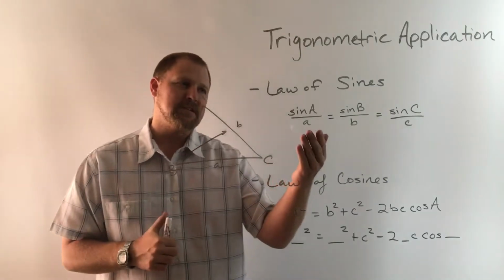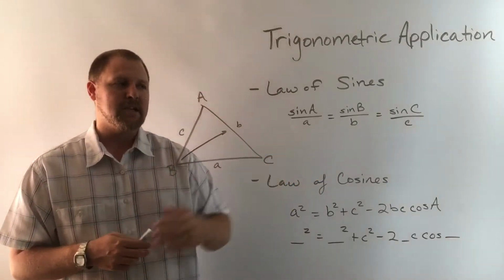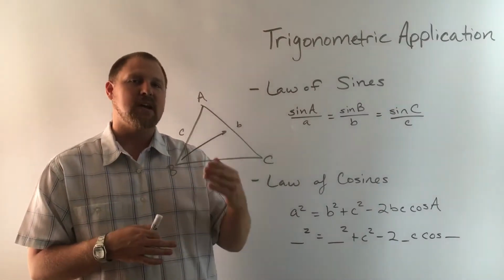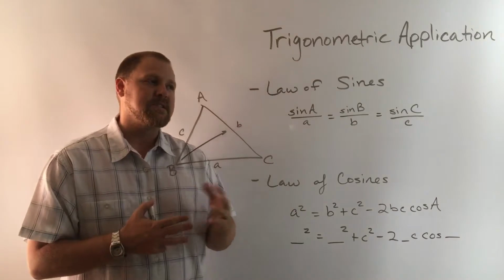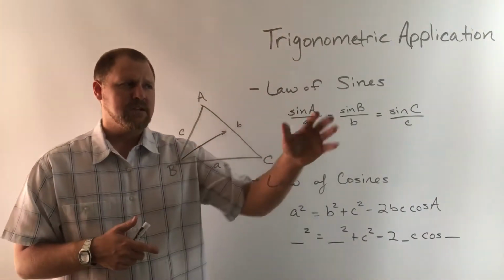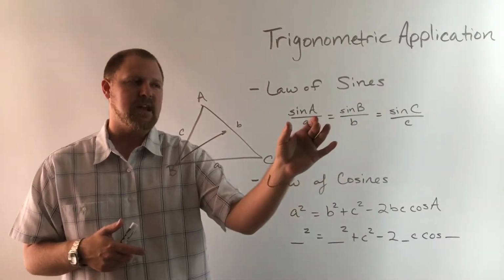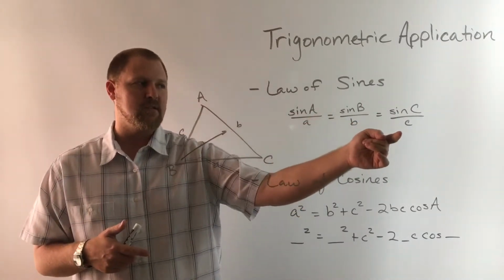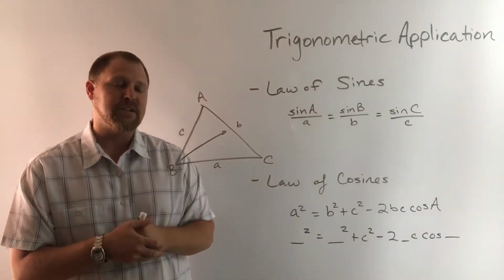And then we have the law of sines formula. We have sine of angle A divided by side a is equal to sine of angle B divided by side b is equal to sine of angle C divided by side c. This tells us the transitive property here. It says sine of A over a is equal to sine of C over c because they're both equal to sine B over b. So you can rewrite it however you need to.